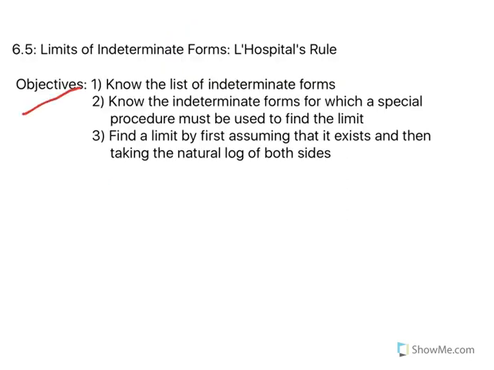So today we learned about the different indeterminate forms we can have. And we also looked at 3 indeterminate forms for which you have to use a special procedure to find the limit. And we saw an example where we use that special procedure by first assuming that the limit exists and is equal to y, and then taking the natural log of both sides, and we went through several steps for our example problem.